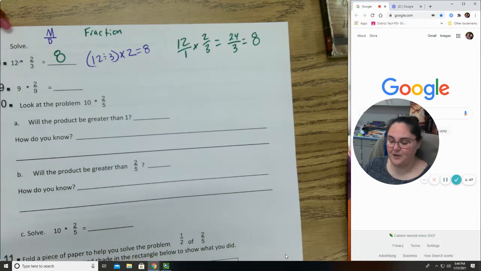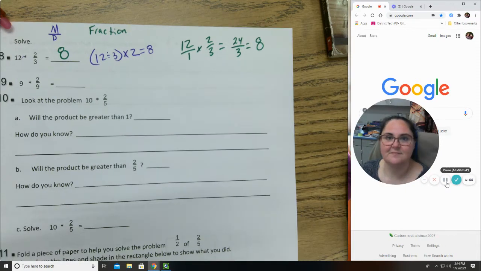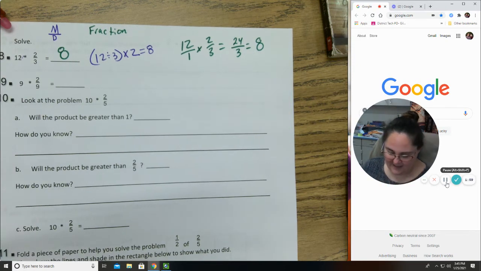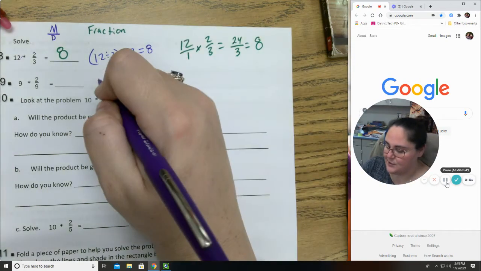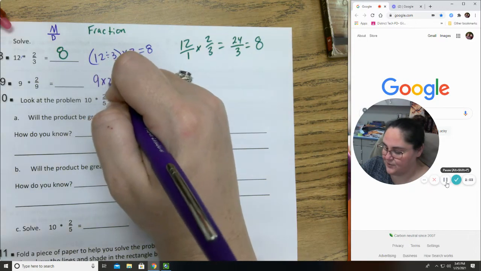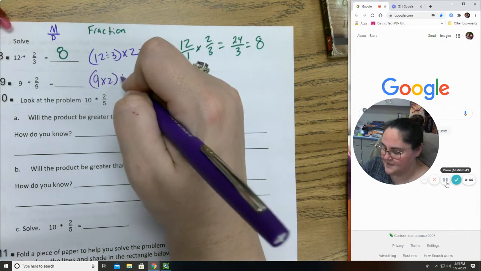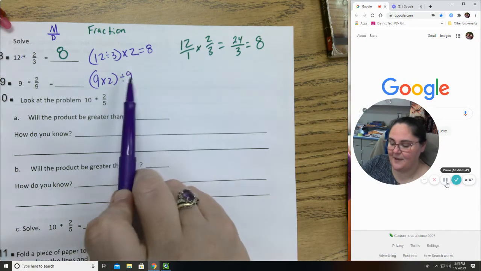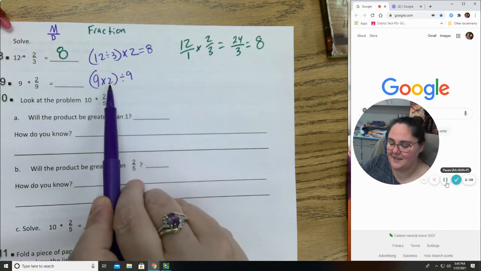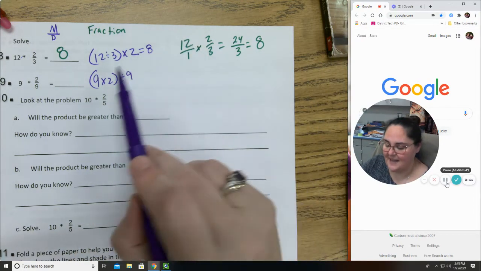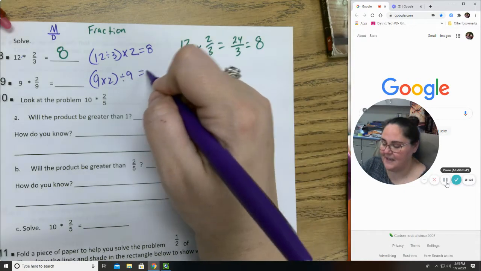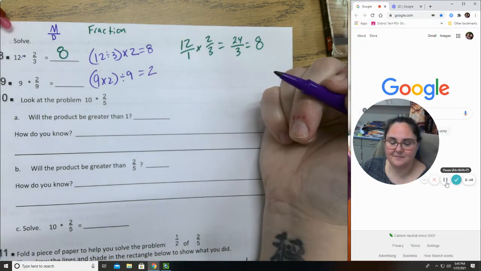Now we're going to do number 9. I want you to try number 9 on your own. Try to figure out what 2/9 times 9 is. All right, again, I'm going to use the MD method. 9 times 2 divided by 9. Again, it doesn't matter what order, as long as you multiply by the top and divide by the bottom. 9 times 2 is 18, divided by 9 is 2.